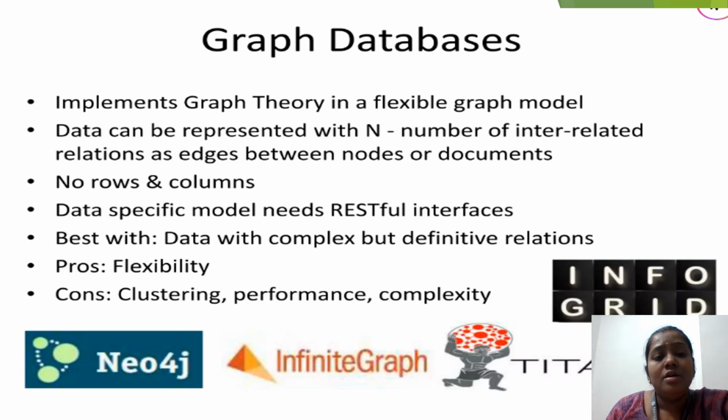the graph model. The advantage of using the graph database is that even when the data is complex, definitive relations can be identified with the help of the graph database. When we go for the disadvantages, clustering and complexity play an important role in graph databases, which are difficult to understand. So these are the four types of databases which we have seen now. The summarization is key values, document stores, column values, and graph databases. Thank you for listening.